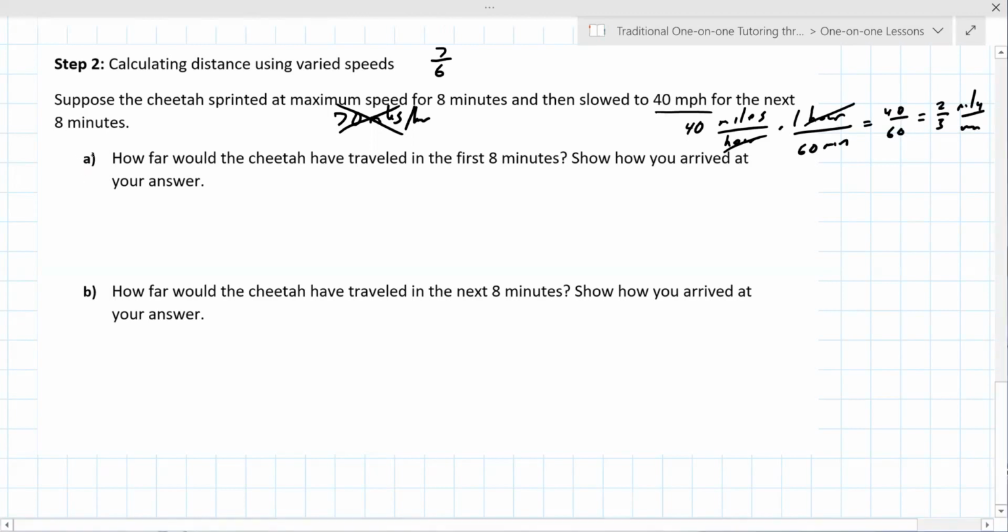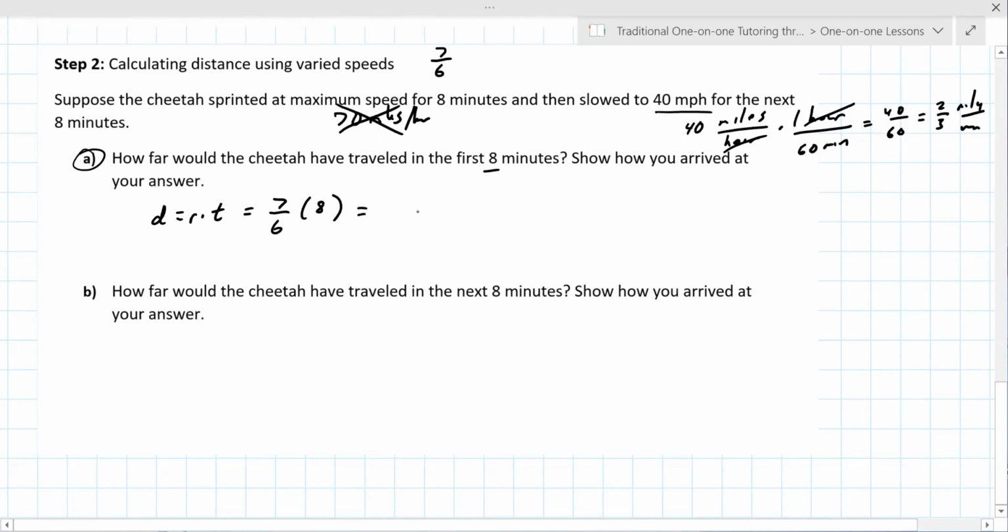Okay, so now we can actually answer question A. Some of this could have actually gone into part B, but it's okay to show it. How far would the cheetah have traveled in the first 8 minutes? Distance is rate times time. The rate is 7/6, that's from the first part of the problem, times 8, because that's the time.